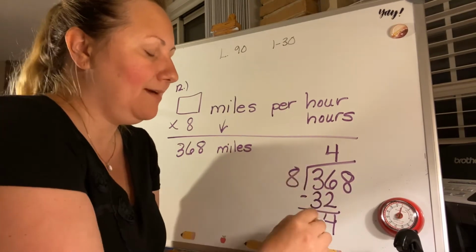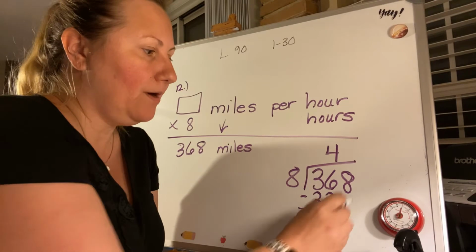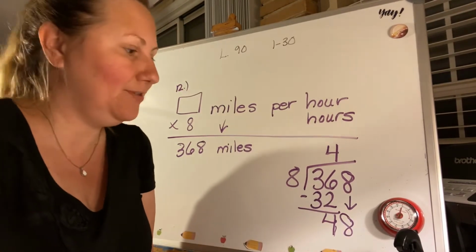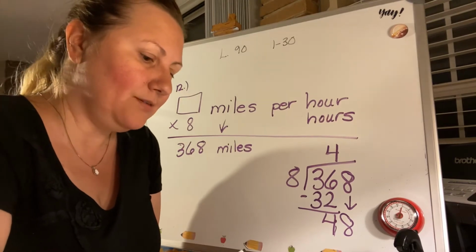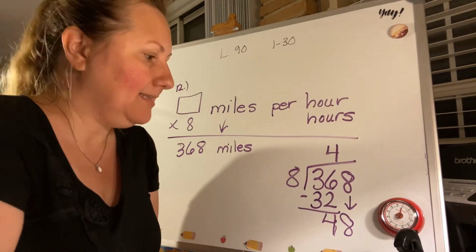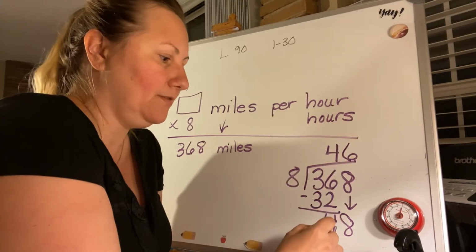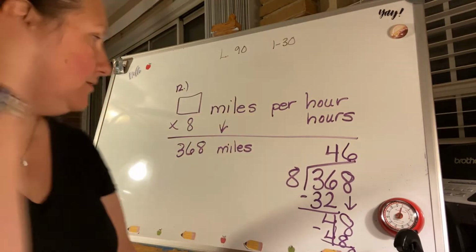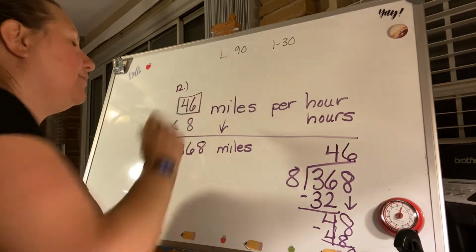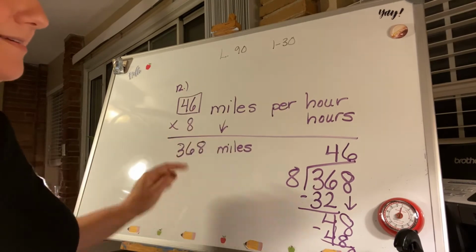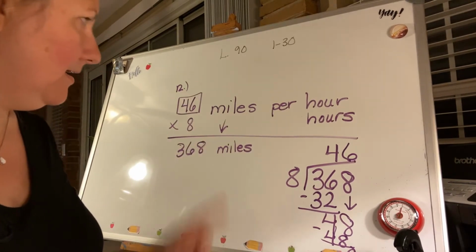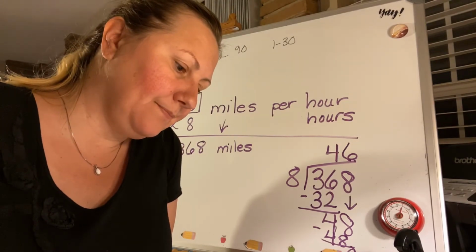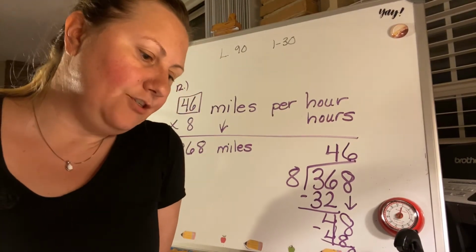And now we have this remainder of 4, but we have the opportunity to bring another number down because there happens to be one there. And we also know that 8 times 6 gives us 48, and we're left with 0 at the end. So 46 is the number that goes here. 46 times 8 is 368. So the answer is 46 miles per hour, or 46 miles each hour.